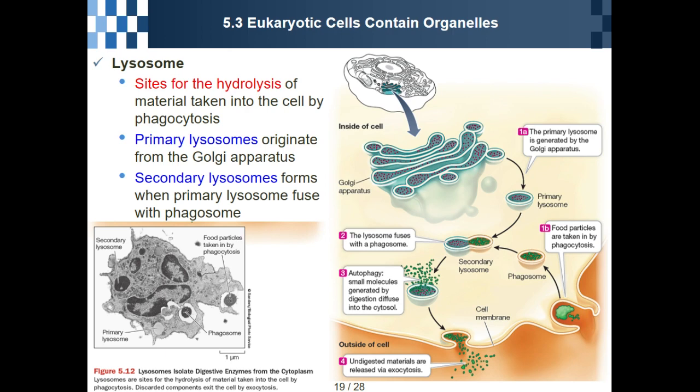After digestion, some of the undigested material can be released by exocytosis. Okay. After digestion, some of the small molecules can be diffused to the cytosol like this. So the small molecules, meaning some amino acids and some carbohydrates, can be released in the cytosol like this.